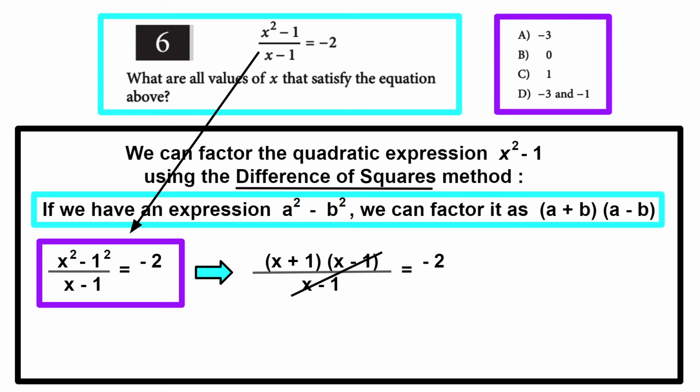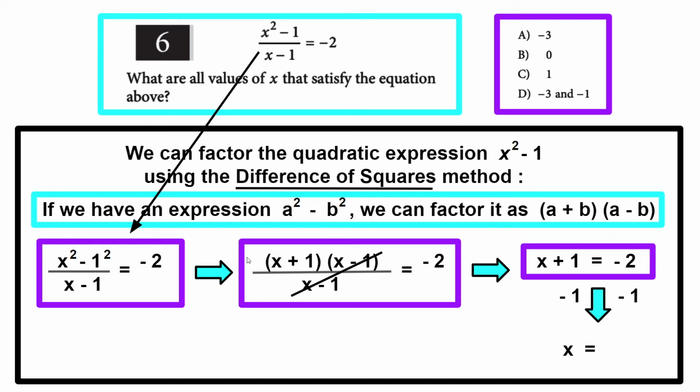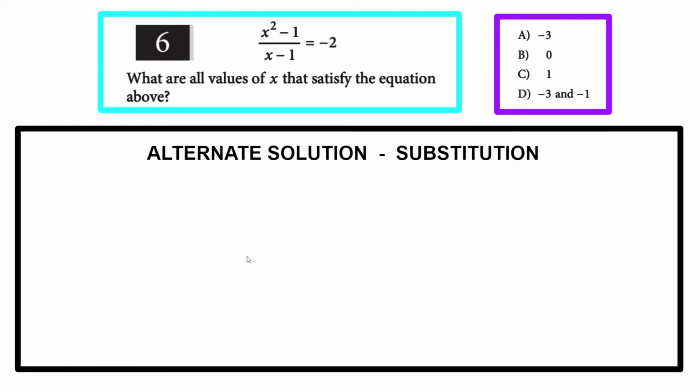Now we notice that we have x minus 1 in the numerator and in the denominator, so we can cancel the two of them and we're left with x plus 1 equals negative 2. Now all we have to do is subtract 1 from both sides and we get x equals negative 3, and that is our answer. But I'd like to discuss an alternate solution, the method of substitution.